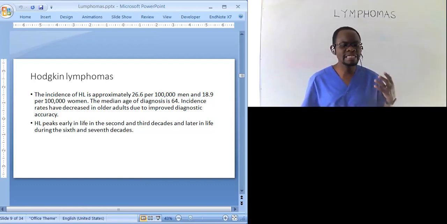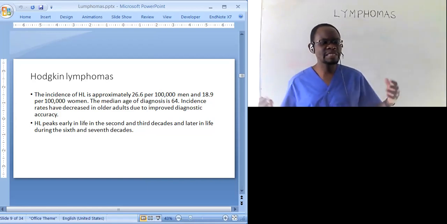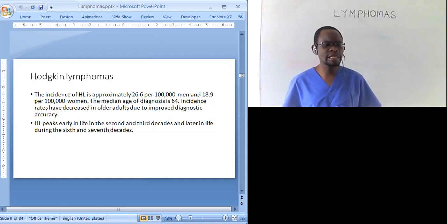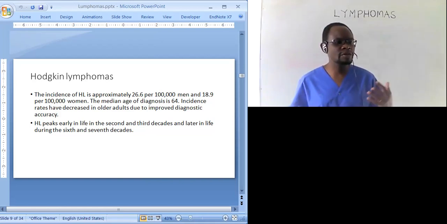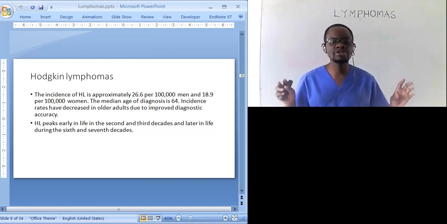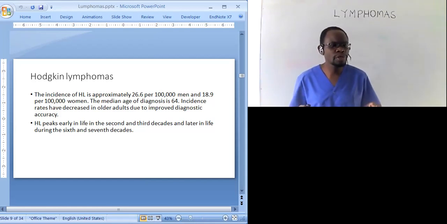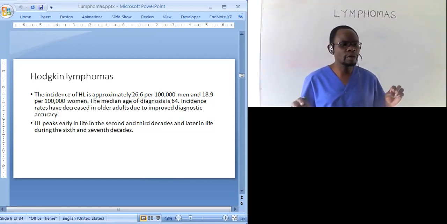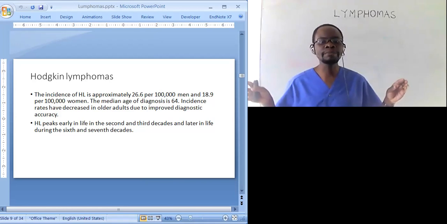So basically, the improvement in diagnostic measures has helped in decreasing the incidence of these conditions. And we note that Hodgkin's lymphoma usually peaks early in life, in the second and third decade. So people in their 20s and 30s, that is when the lymphoma actually peaks.